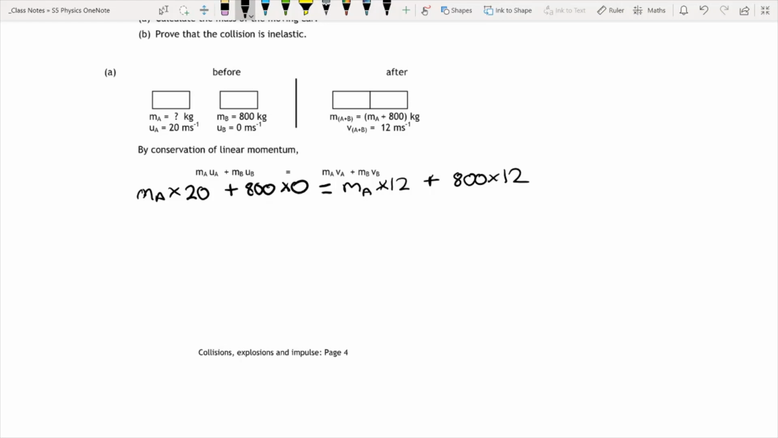So what have we got? We've got 20 MA plus 0, because 800 times 0, equals 12 MA plus 9,600. Looks a lot nicer now, doesn't it, once you put all the numbers in and work things out. At the start, it looks like there are so many different terms, but I promise you there will only be one unknown term. So now we've got something times x plus something else times x plus a number. If you were to rearrange that, you would take 20 MA take away 12 MA.